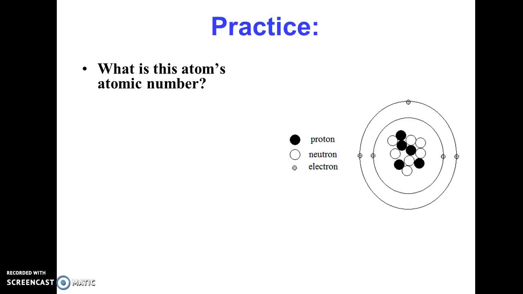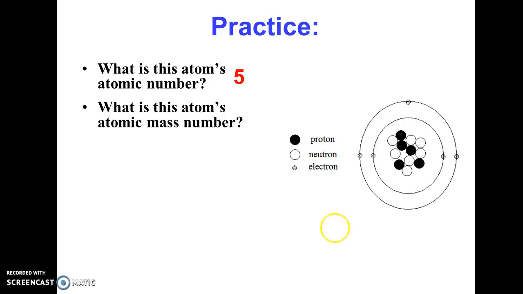So here's a little bit of practice. If I gave you this particular diagram with the black dots representing protons, the white dots representing neutrons, and the tiny gray dots representing electrons, I'd like to know what the atom's atomic number would be for this diagram. So to answer that, you'd count up the number of black dots, 1, 2, 3, 4, 5, and that means it has an atomic number of 5, since the atomic number is the same as the number of protons.